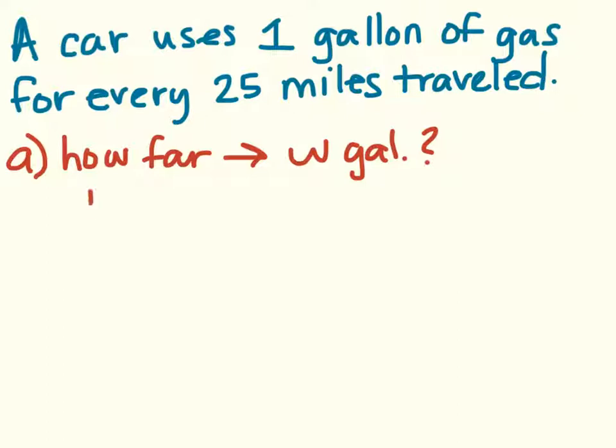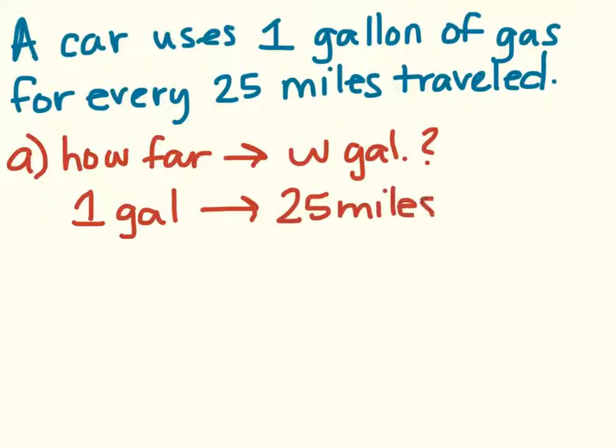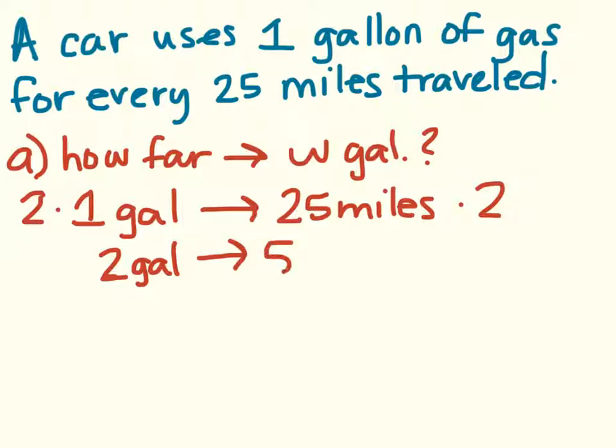So if 1 gallon lets us go 25 miles, how can we calculate how far we can go on W gallons of gas? Start by thinking about it with a number. Let's say we wanted to figure out how far we could go on, let's say, 2 gallons of gas. So to solve for 2 gallons, we would simply multiply each side by 2, right? Because we'd need 2 gallons. And to keep our equation balanced, we'd multiply on both sides, right? We could go 50 miles.